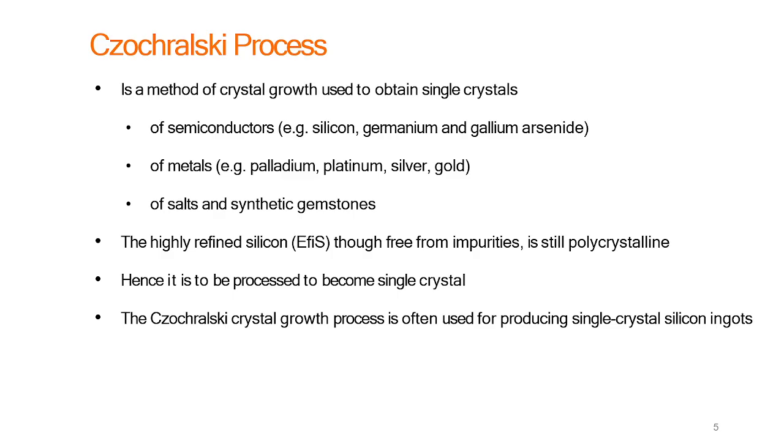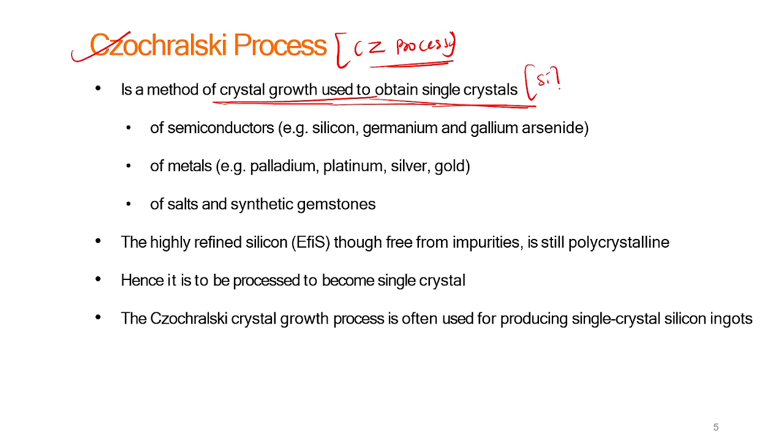For that pure silicon, you will go with one method, that is nothing but the Czochralski process. The Czochralski process, or we can call this the CZ process. This is the crystal growth method used to obtain single crystal silicon. So in order to get single crystal silicon, we are going with the CZ method.